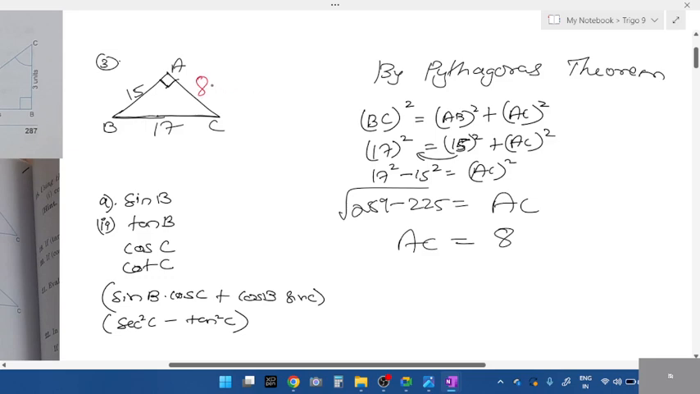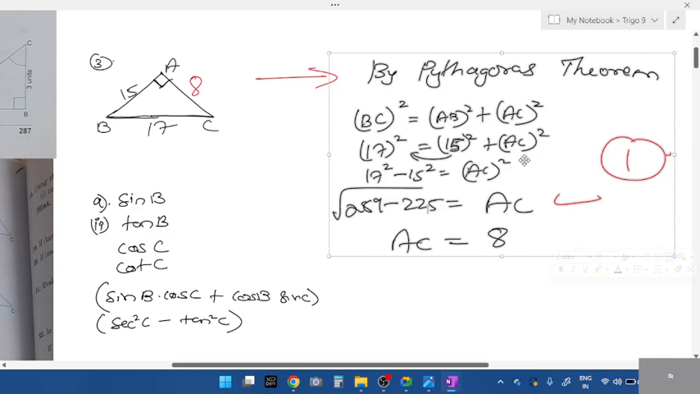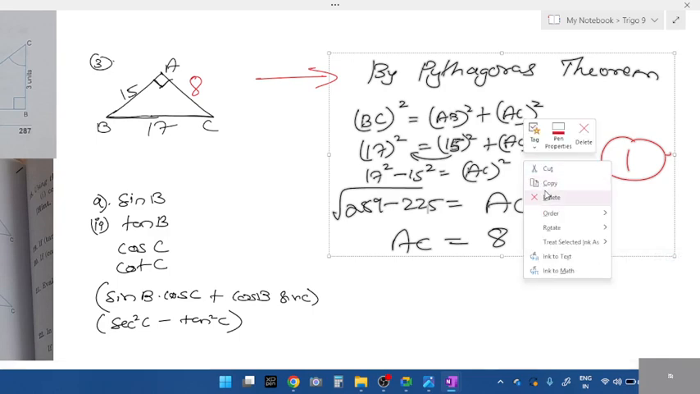So, if you draw, the diagram will be given. If you write Pythagoras theorem and find this, for this you'll get 1 mark. And one more thing, if you go wrong in Pythagoras theorem, entire answer is wrong, students. Entire answer is wrong. So, you'll get 1 mark for this. I'll erase this. This is how we have to write. Remember, by Pythagoras theorem, AC is equal to 8.